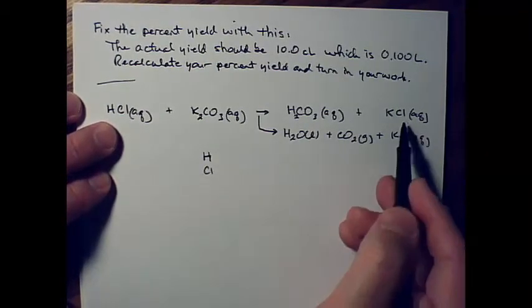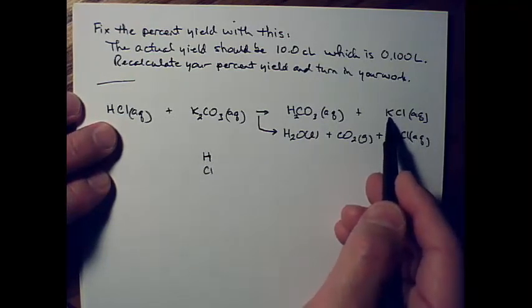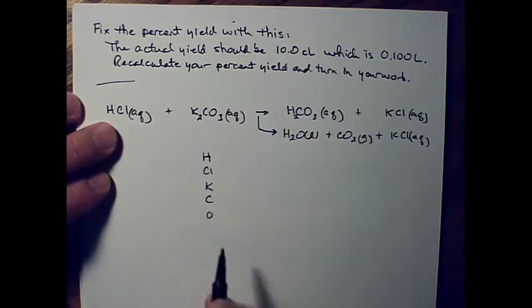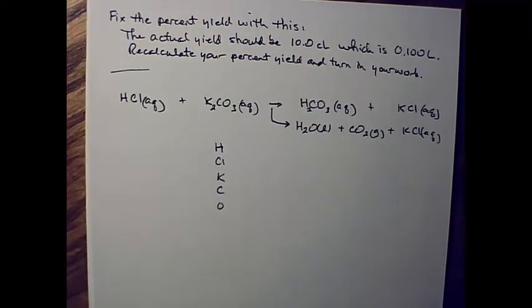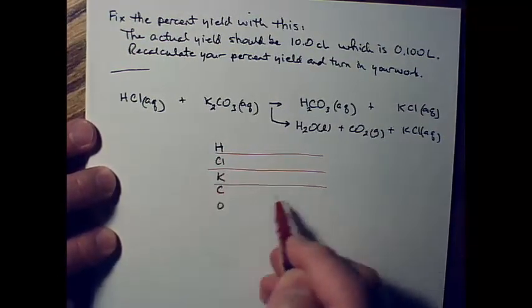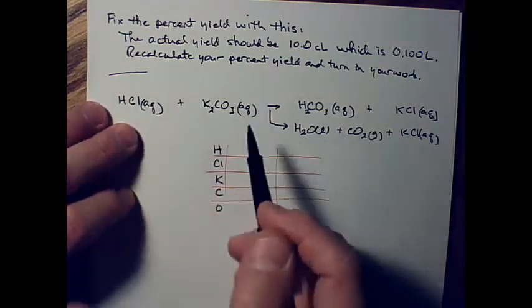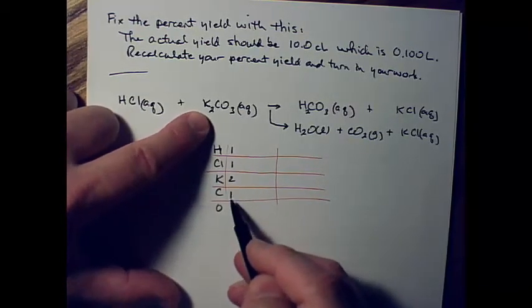HCl. I didn't mention this, but potassium has a +1 charge. Chlorine has a 1 negative charge. So that's balanced as written. We've got potassium here, and carbon and oxygen. Find my other marker. So initially we have 1 hydrogen, 1 chlorine, 2 potassiums, 1 carbon, and 3 oxygens.